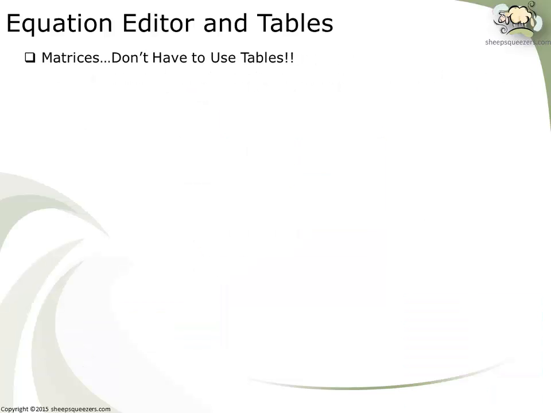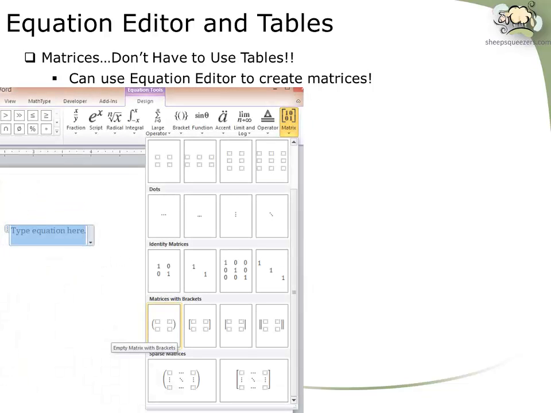So let's talk about matrices. Now you don't have to use tables in order to create matrices when you use Equation Editor. So again, you can use Equation Editor to create matrices. As normal, you would hit Alt equal sign and an Equation Editor object will appear. You click on the Matrix button and you can come down to any one of those matrices, but as you see highlighted, an empty matrix with brackets or parens basically.